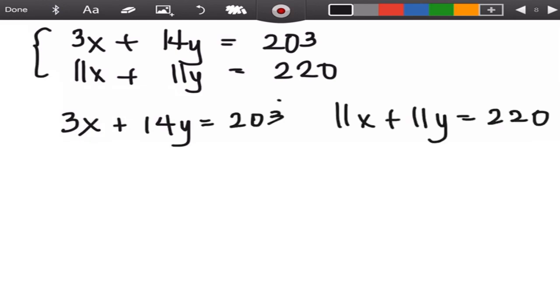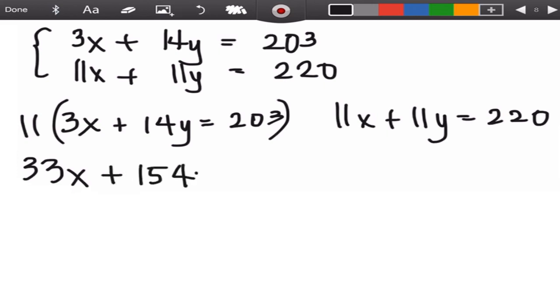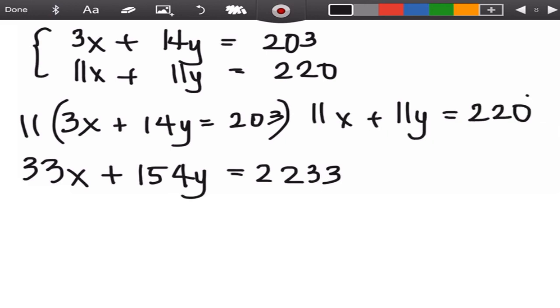The first equation should be multiplied by 11. So we have 11 times 3x, that is 33x. 11 times 14y, that is 154y. 203 times 11, that is 2233. Next, we will multiply the second equation by negative 3.